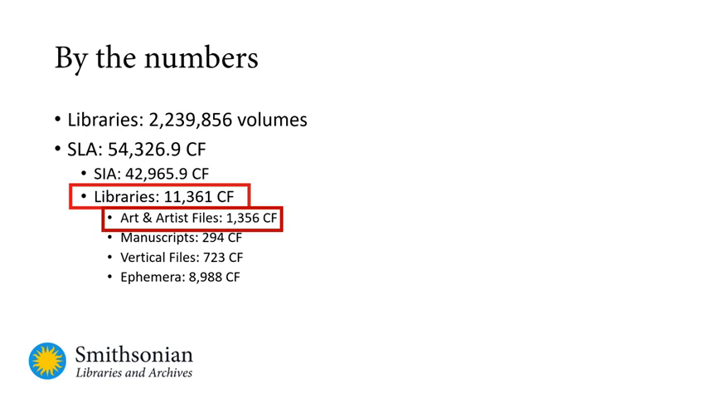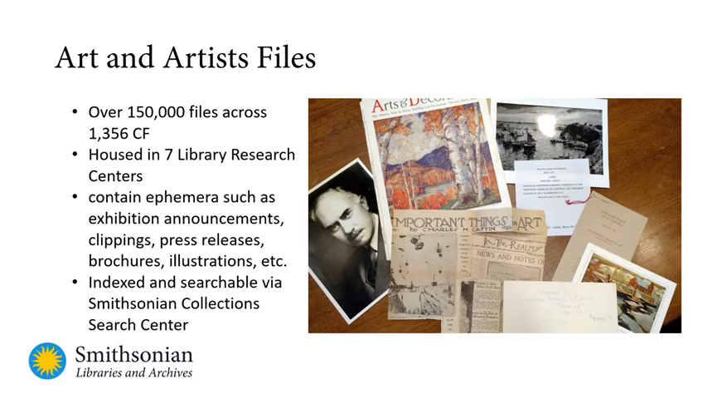And breaking this down, a portion of that is the arts and artist files. The art and artist files clock in at 1,356 cubic feet across 150,000 files, which are housed in 7 library research centers. These files contain ephemera such as exhibition announcements, clippings, press releases, brochures, illustrations, catalogs, reports, etc. Like the Trade Lit collection, this is searchable online via the Smithsonian Collection Search Center.